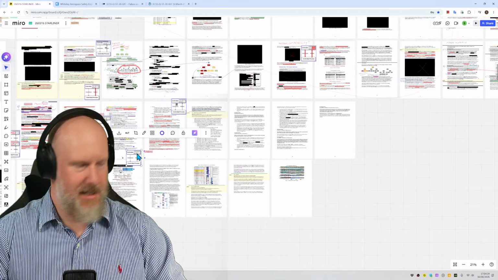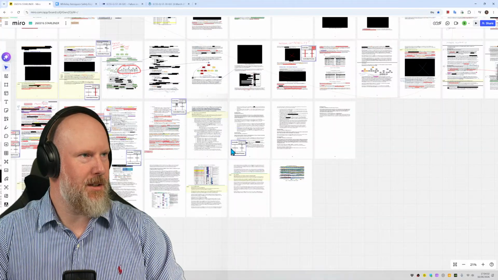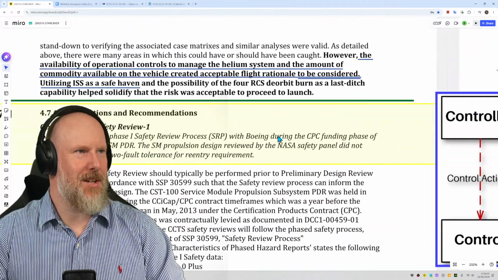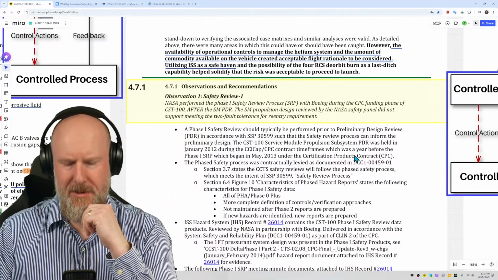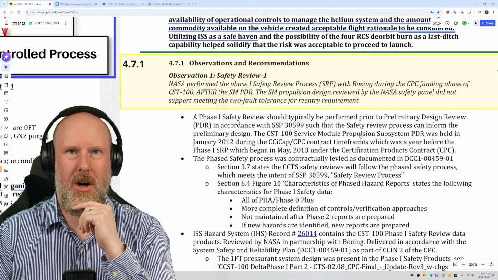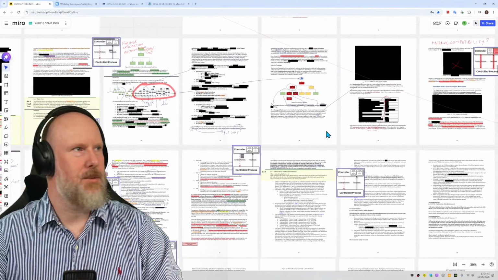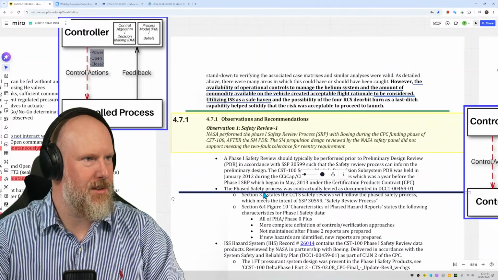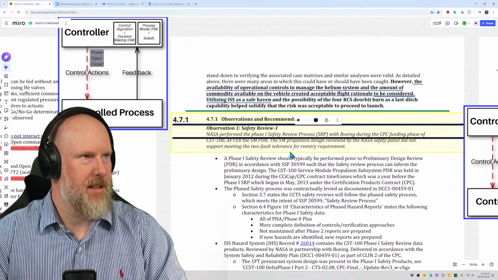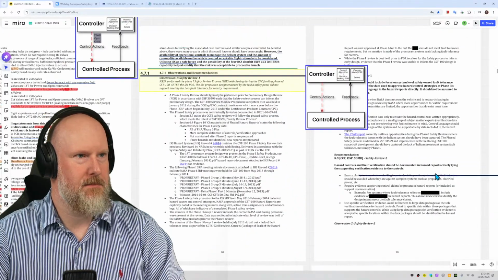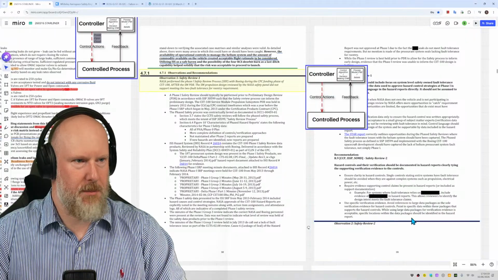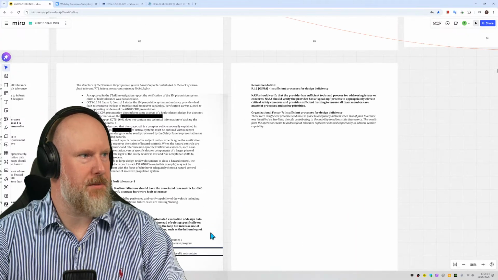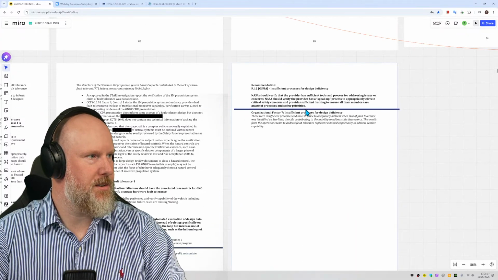So let's go right to it then. There we go. So let's take our little jigsaw piece, because we need one of these, and I still need to make it available for download. Right, there we go. So section 4.7.1, observations and recommendations. In fact what I'll do is I'll grab my little black divider lines so I can see where everything is. So observation number one, safety review 1. Observation number two, observation number three, observation, no, that's 7.